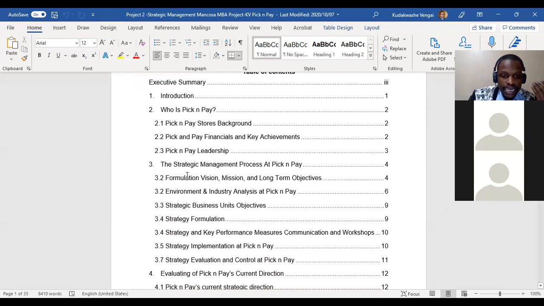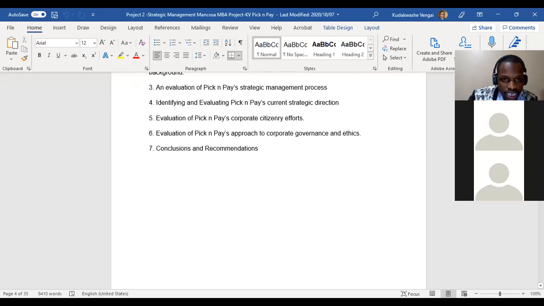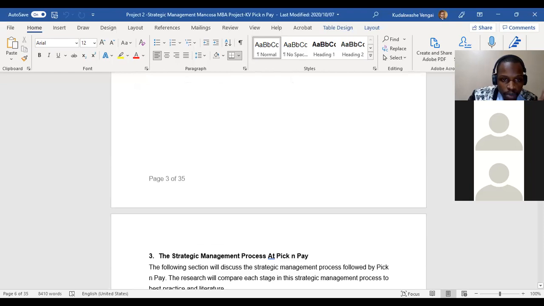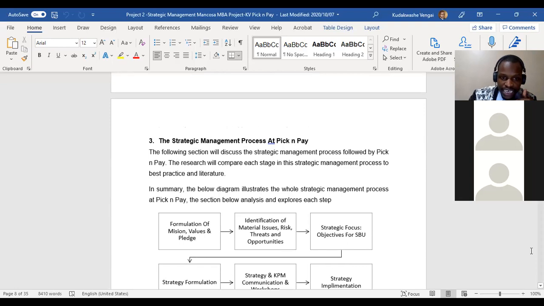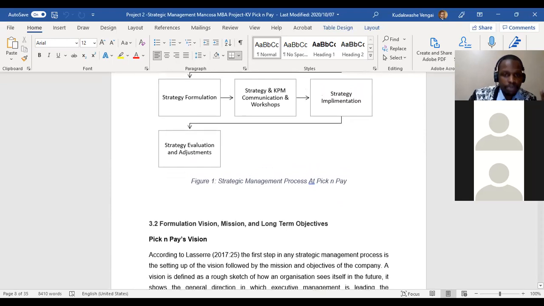Strategic management process. So I think this was again almost a similar assignment. This is my executive summary, only one page. My introduction over here. And then our background of Pick and Pay, talked about the leadership, and then the strategic management of what? Of Pick and Pay, right? So in this question over here, I have provided you the strategic management process that Pick and Pay does, right?